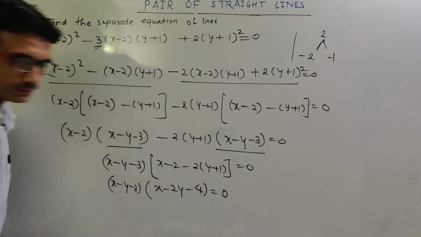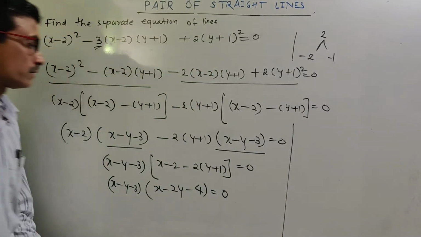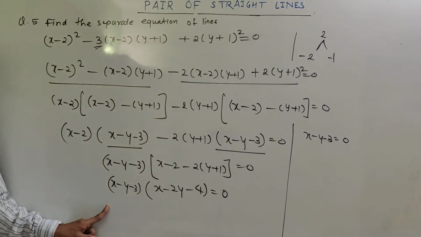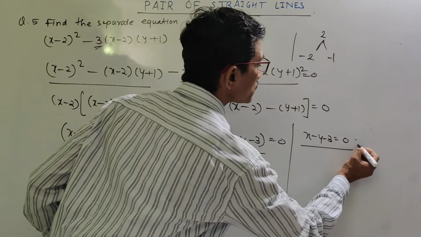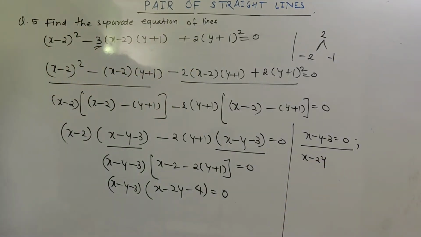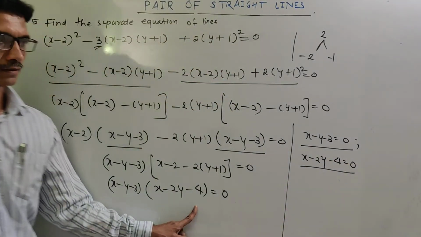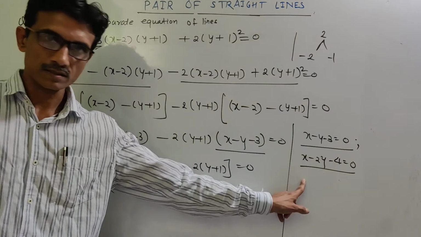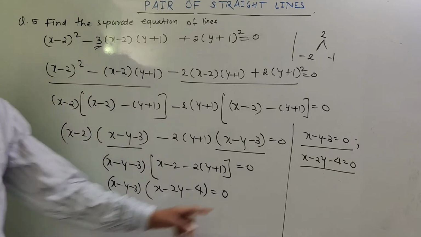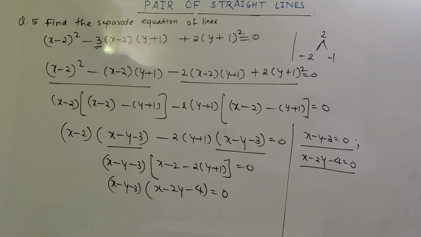Is equal to 0. So here separate equation of lines will be, one is x minus y minus 3 is equal to 0 is one line, and the another line is x minus 2y minus 4 is equal to 0. This is another line. So this is what separate equation of lines. So simply splitting the middle term you will get the separate equation of lines, which is x minus 2y minus 4 is equal to 0.